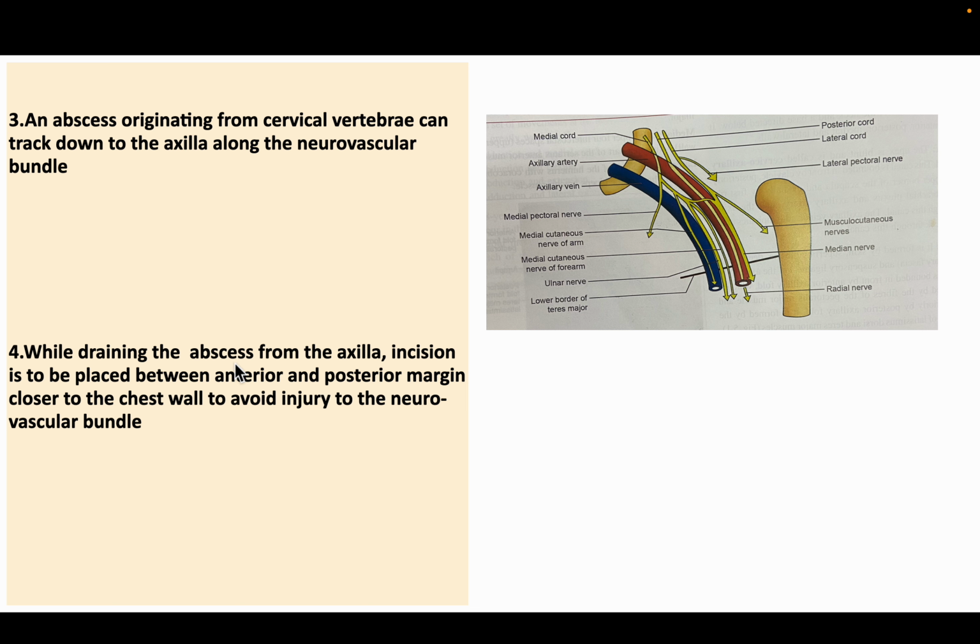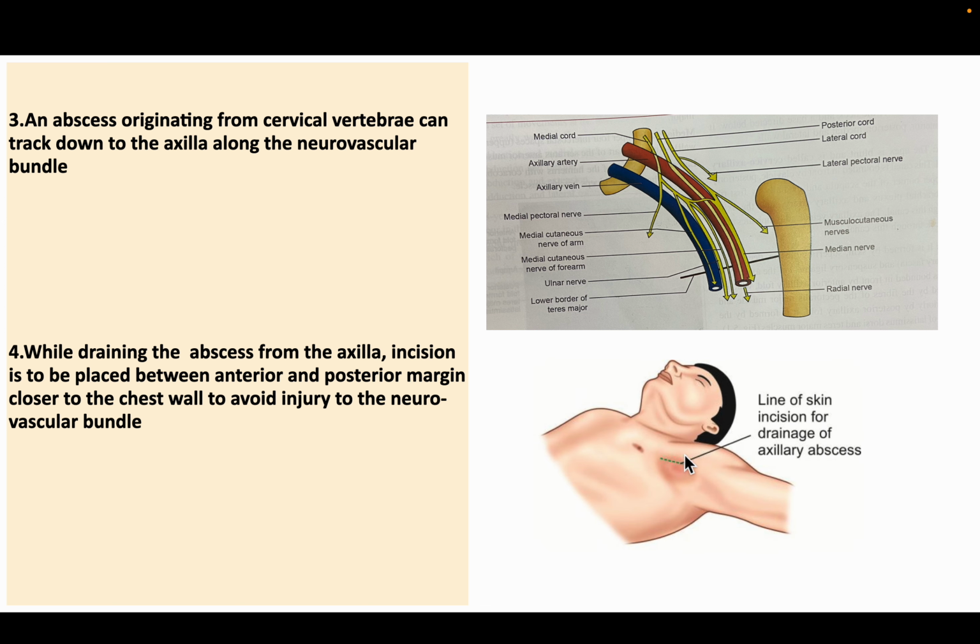Now next is, while draining the abscess from axilla, the incision is to be placed between the anterior and posterior margins closer to the chest wall to avoid injury to the neurovascular bundle.